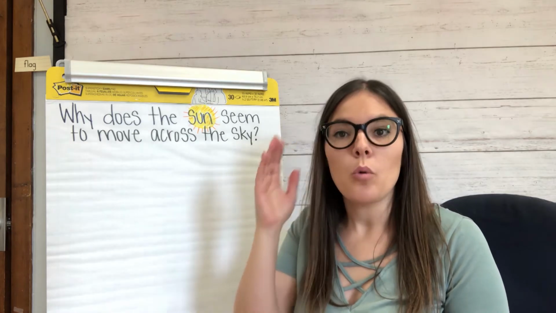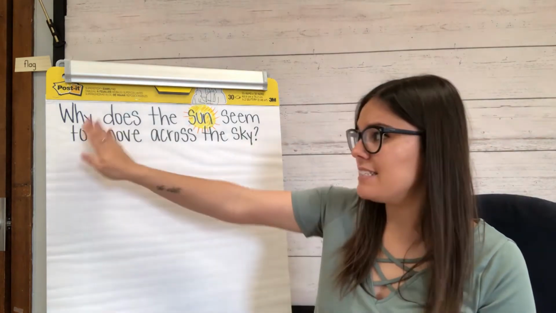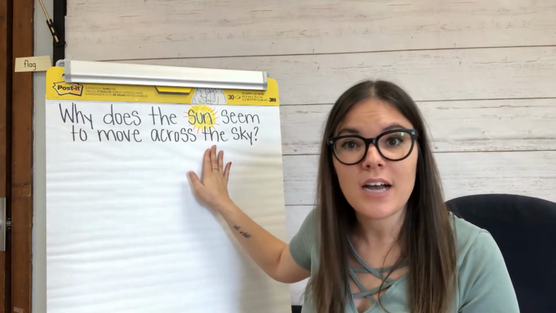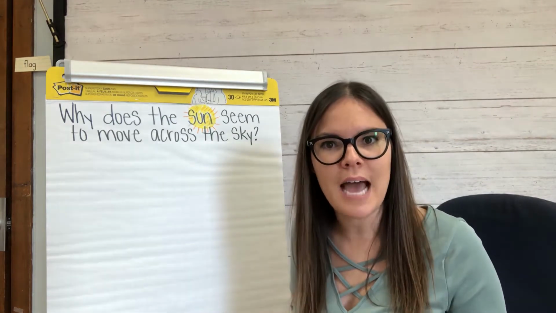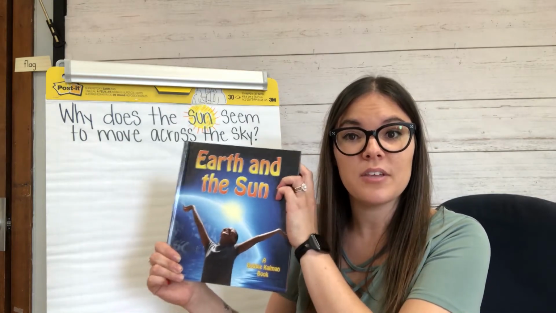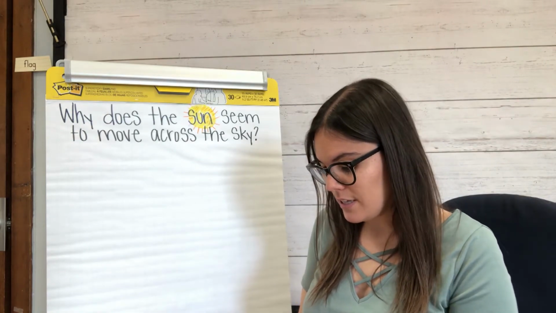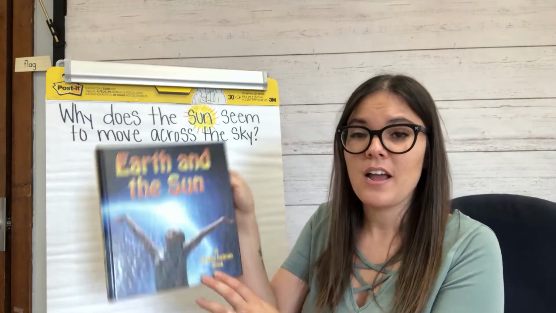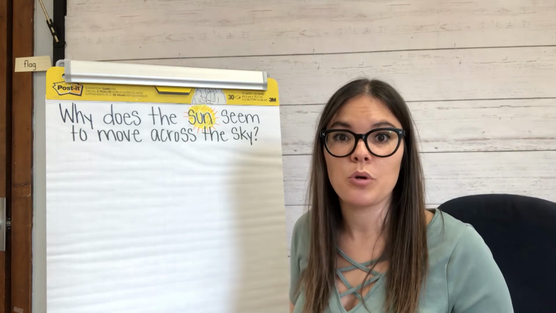So I want to try to study this question and see if we can find the answer to it. I said, why does the sun seem to move across the sky? Is it really moving across the sky, or is something else happening? So I have this awesome book here called Earth and the Sun by Crabtree Publishing. The author of this is Bobbie Kalman, who is an amazing author that gives us a lot of cool answers about science and just the world around us.